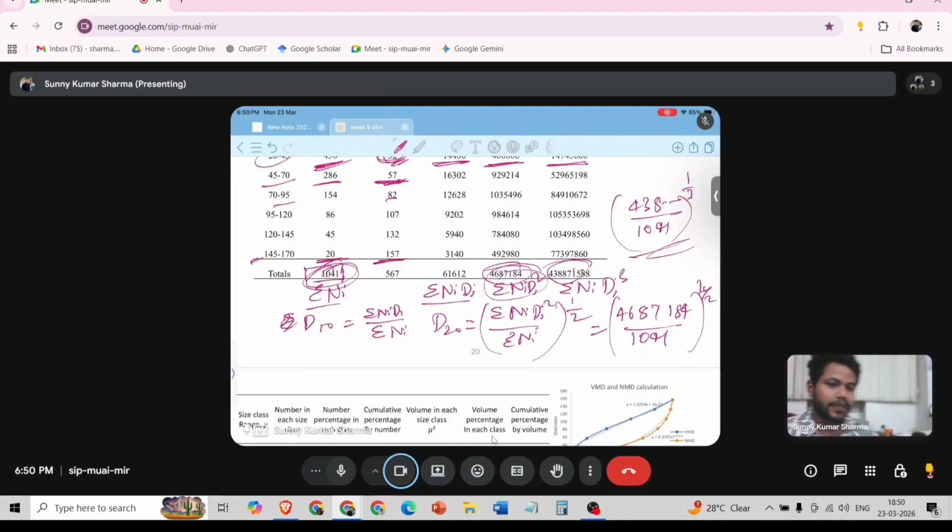This will become the volume mean diameter, and the Sauter mean diameter is sigma Ni di cube by sigma Ni di square. We just divide this by this and you get the Sauter mean diameter.